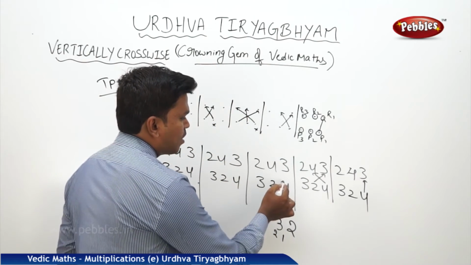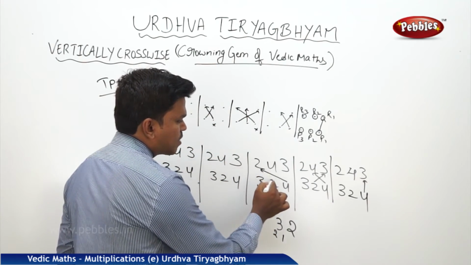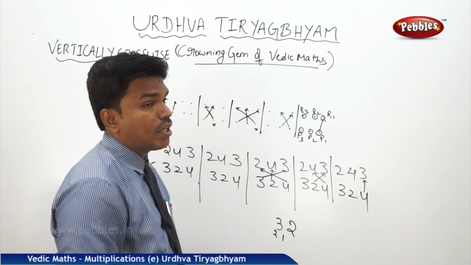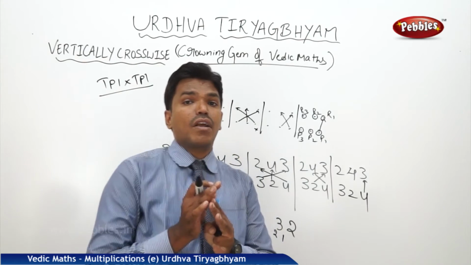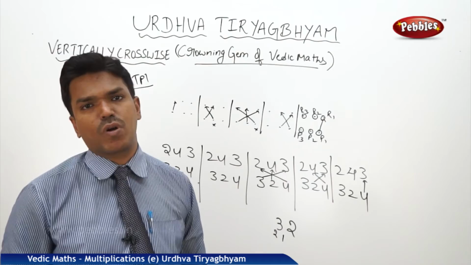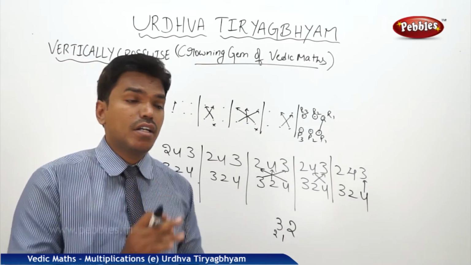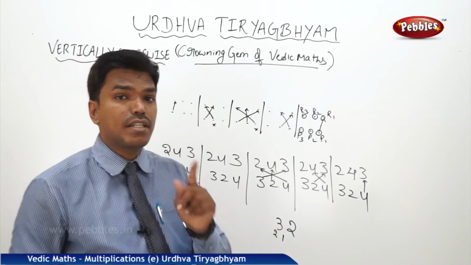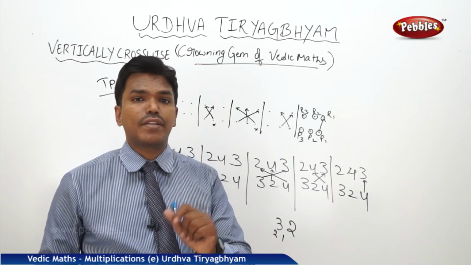Now the third step: first with the third, second with the second, and third with the first. You need to multiply all 3 products at a time, and you need to add those products. You need to calculate all 3 multiplications, and you need to add the products.